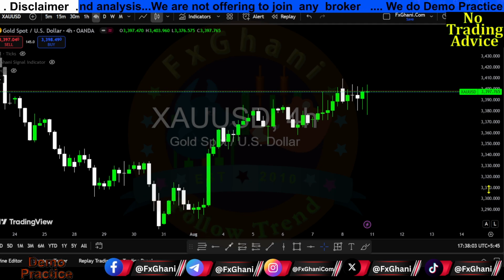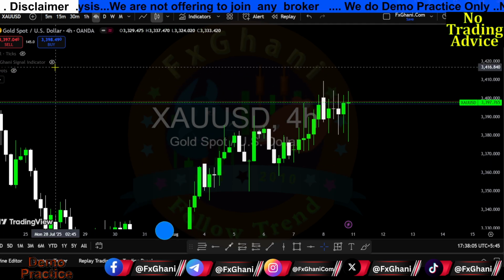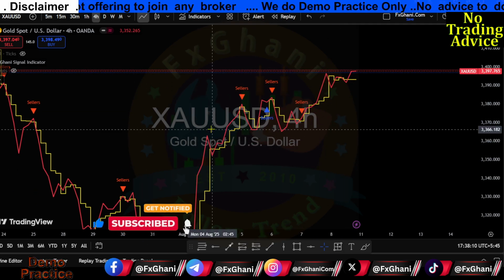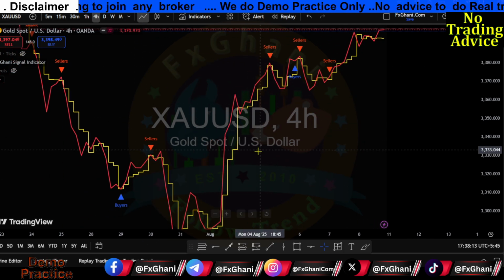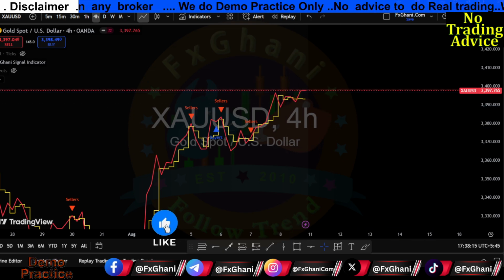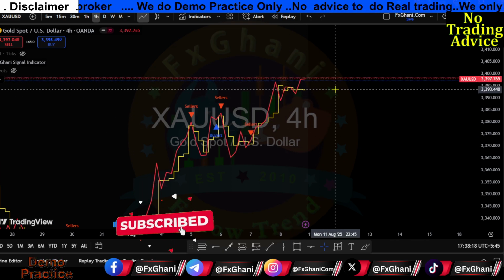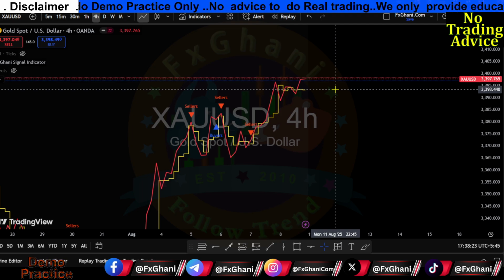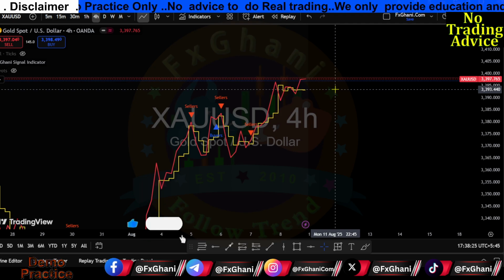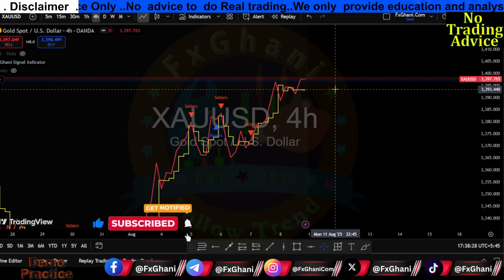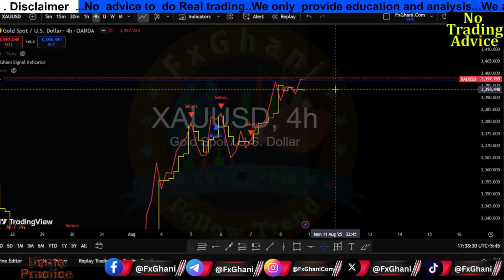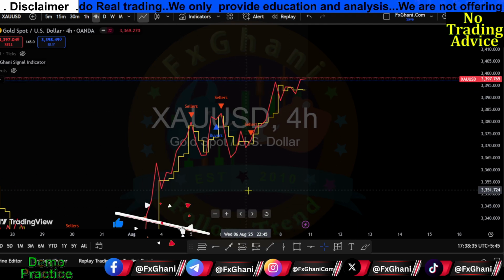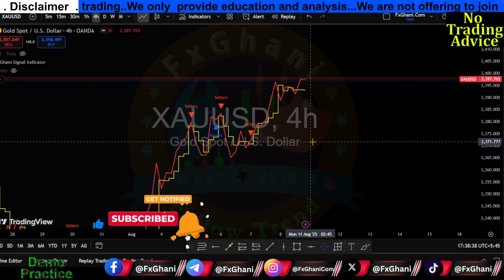Now, you can see here, if I apply the indicator, this red line is our price line, and this yellow line is our VWAP level. You can consider VWAP as a moving average, but this moving average is based on volume. A normal EMA, simple moving average or exponential moving average is based on price, candle closing, but this VWAP line is based on volume.